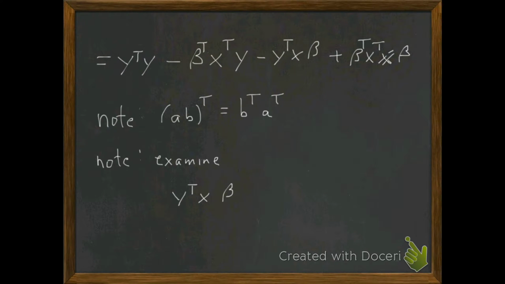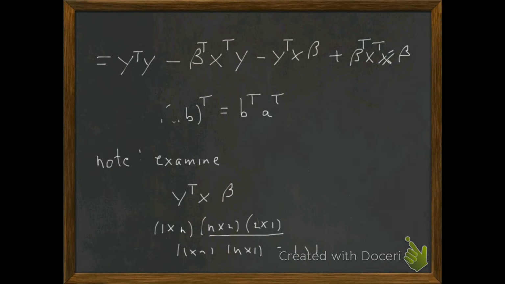So y transpose is going to be a 1, let's see, y is n by 1, so this will be a 1 by n matrix. x is going to be an n by 2, and beta is going to be a 2 by 1. So if we think about multiplying these two together, we would get an n by 1, and a 1 by n gives us a 1 by 1 matrix. So again, in a 1 by 1 matrix, we know that the matrix is equal to its transpose.